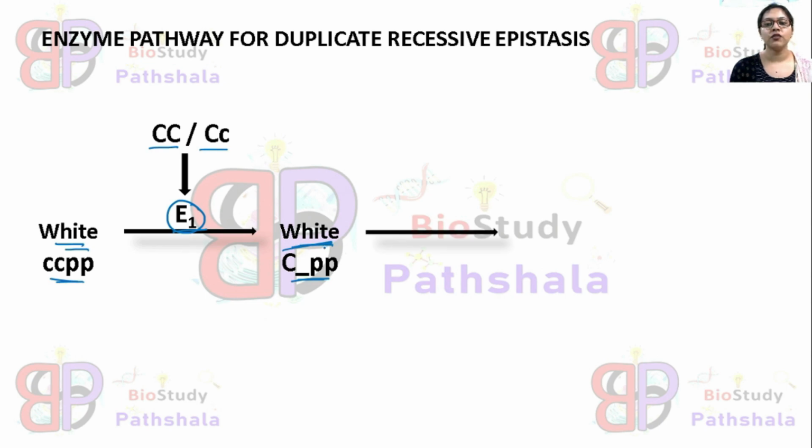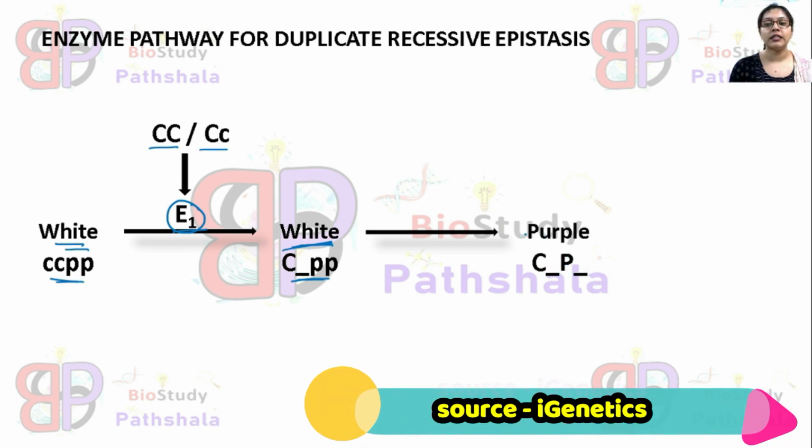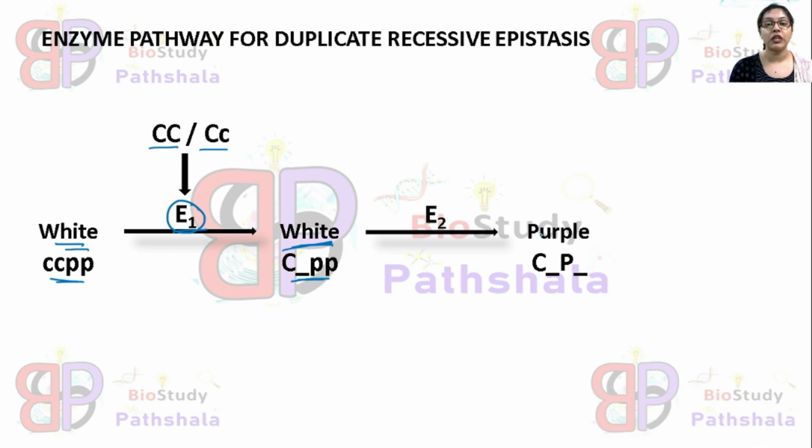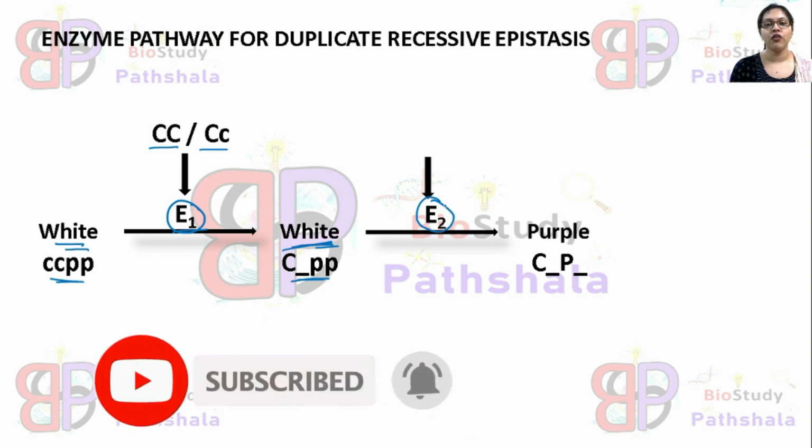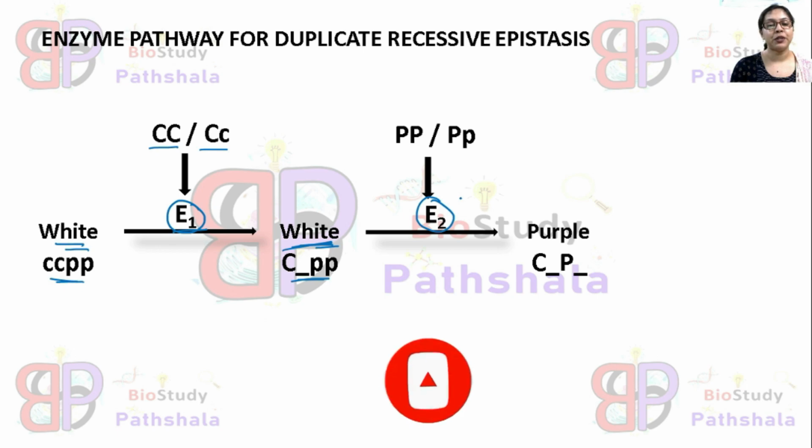Now this white color is further modified to purple color, which is coded by capital C dash capital P dash, and this modification occurs due to presence of E2 enzyme. This E2 enzyme transforms the white color to purple color, and this E2 enzyme is the product of capital P capital P or capital P small p. That means the P genotype product is E2 enzyme, which leads to transformation of white color to purple color. So this is the pathway for duplicate recessive epistasis.